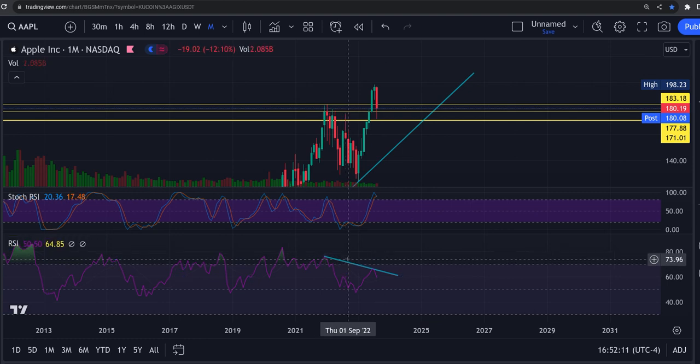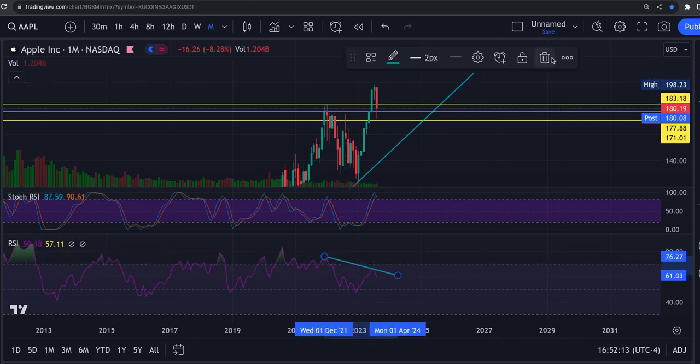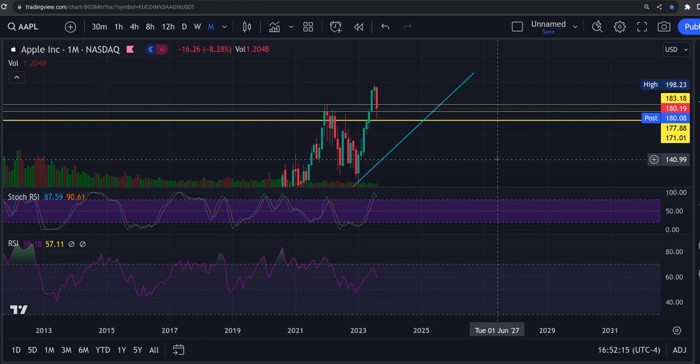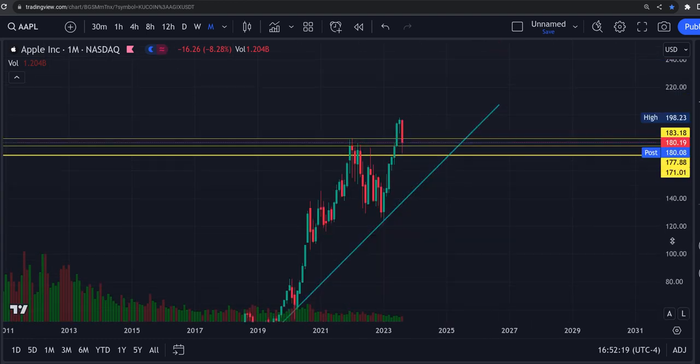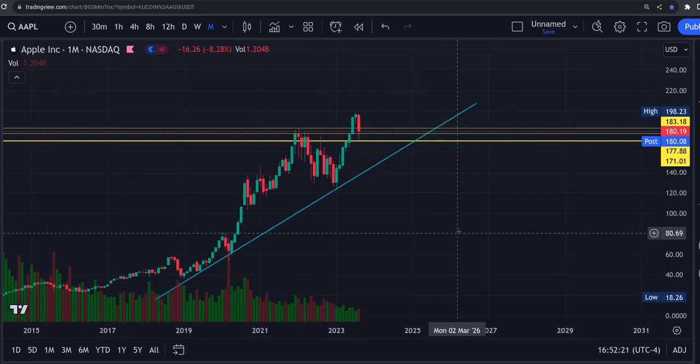Okay, so I'm expecting this 5th wave to come in, and then Apple, I believe, is going to have a massive correction here. All right, if we zoom out here and we take a trend-based fib and look for a target for Apple.